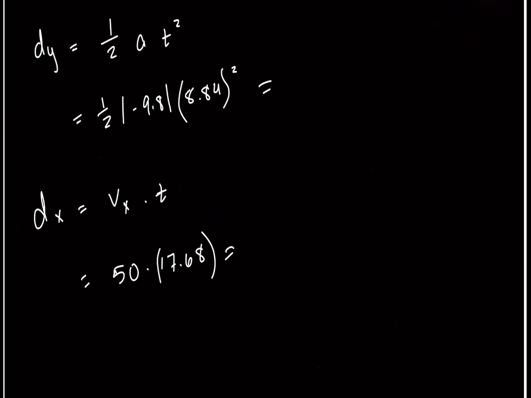Okay, so 4.9 times 8.84 squared. Then you should have gotten the maximum height, 283. And for this one, the total distance it traveled, or the range, 884. Both in meters, of course.